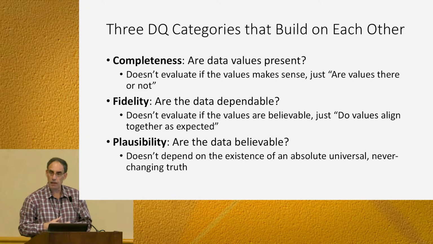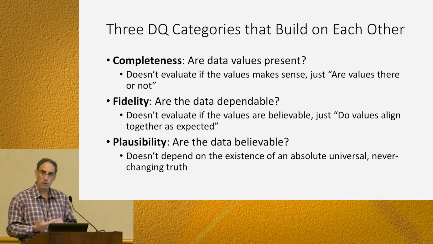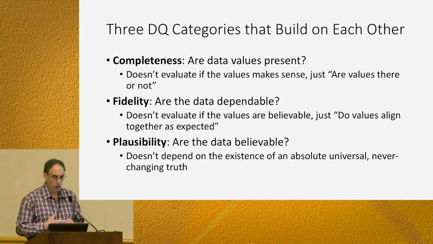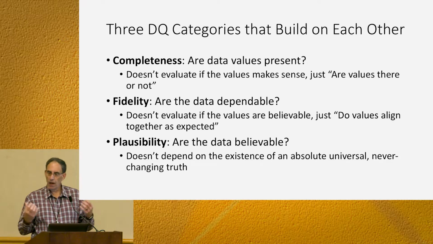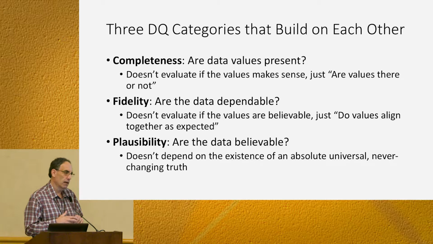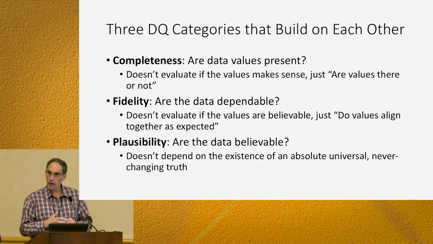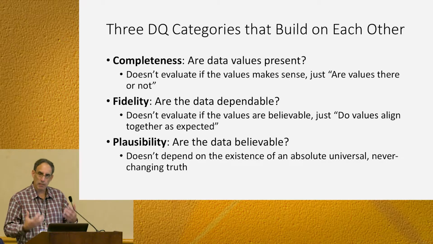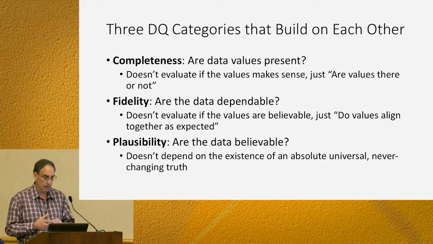So completeness is just basically asking the question, are the data here? Some of you will use missingness as the word. I guess half glass empty, half glass full. We use the word completeness. And just, are they there? At that moment, you're really not asking anything else about it. Fidelity is asking whether or not they are dependable. At this point, you're not asking about believability of them, but do they align as expected? And you'll see what that means in a second.